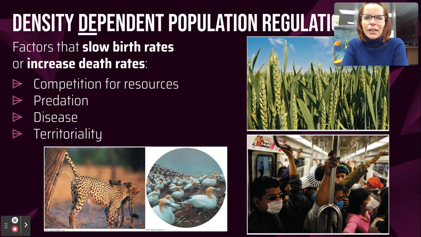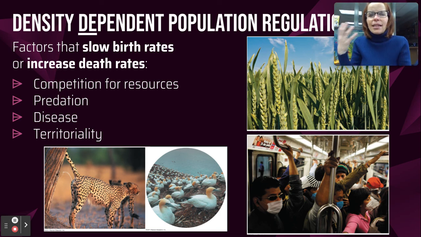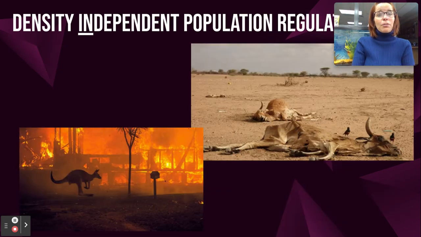And then territoriality, any organisms that need a specific territory, as they become more and more crowded, there are fewer and fewer territories that have the resources necessary for them to raise a family, so to speak. And so we see those birth rates slow or death rates increase.